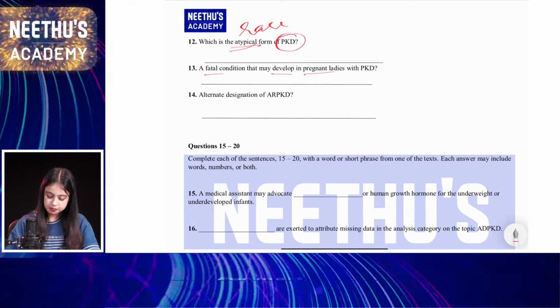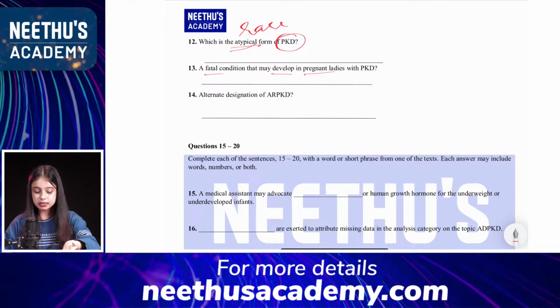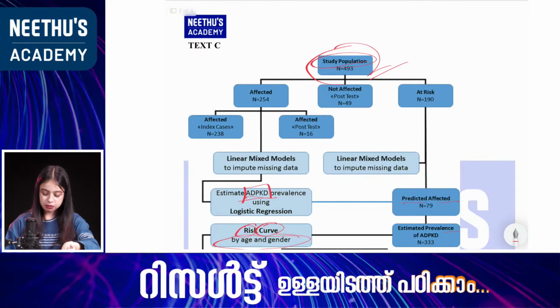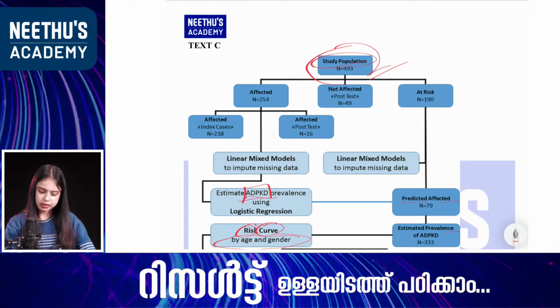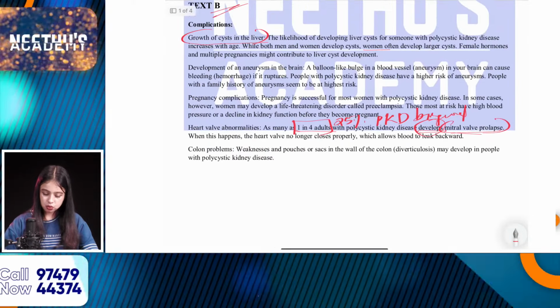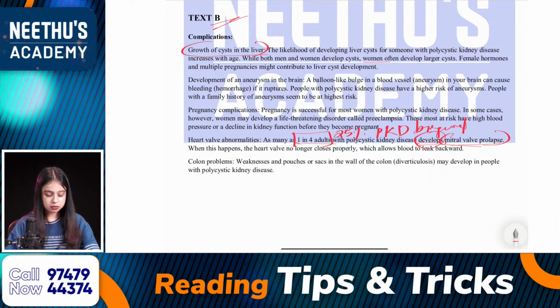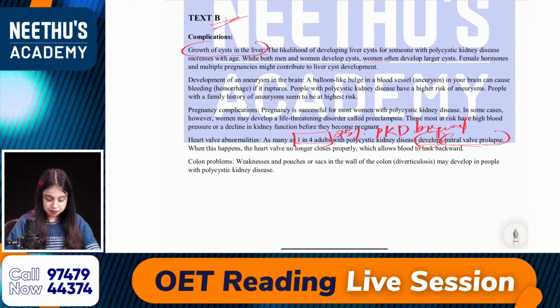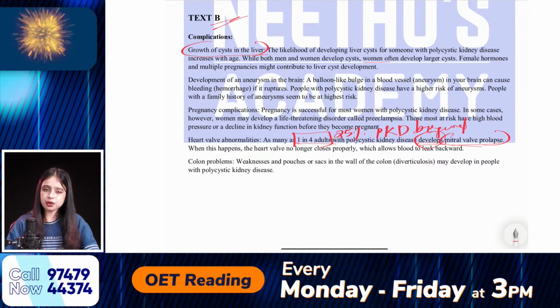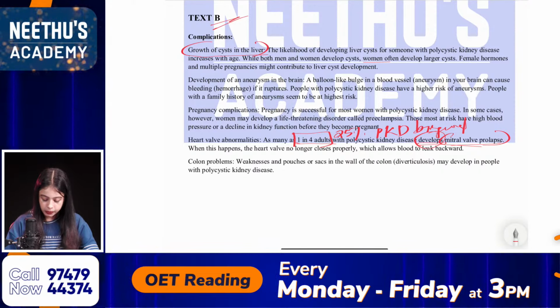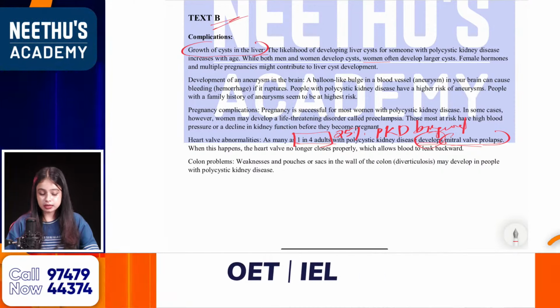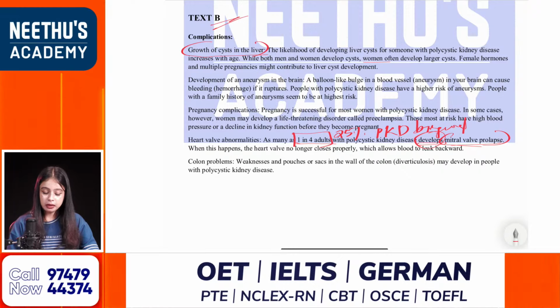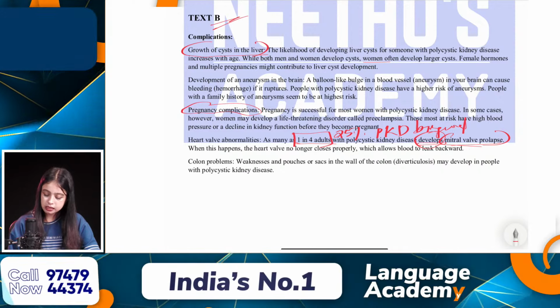13th one, and what is the answer? When they say pregnancy related, pregnancy complications, I hope it is mentioned in text B. Okay, Roshna, it is ARPKD. Yes, Papadi, it is ARPKD, dear. What about the next one? Please tell me. 13th one. Pregnancy complication is here. So what will the answer be?